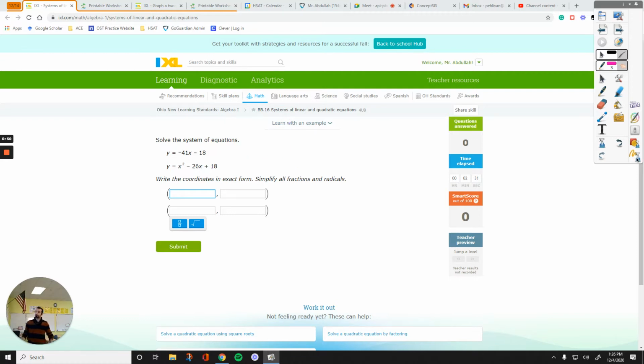Now let's get started. I'll first use the actual method. I'll do it by hand and then I'll show you a shortcut. What you need to do is substitution. We know the value of y equals this, and it also equals that. So they are equal to the same thing, they're equal to each other. So if we set them equal to each other, x squared minus 26x plus 18, and set it equal to the other value of y, negative 41x minus 18, then we should solve this equation.